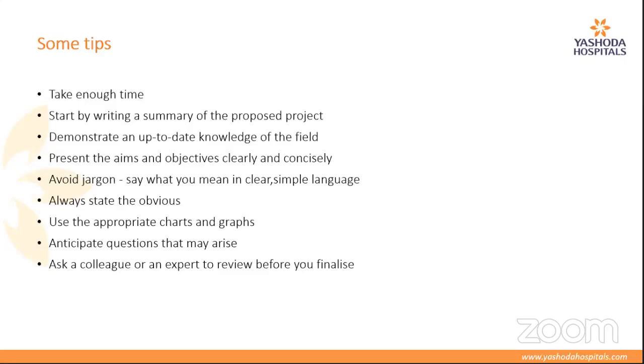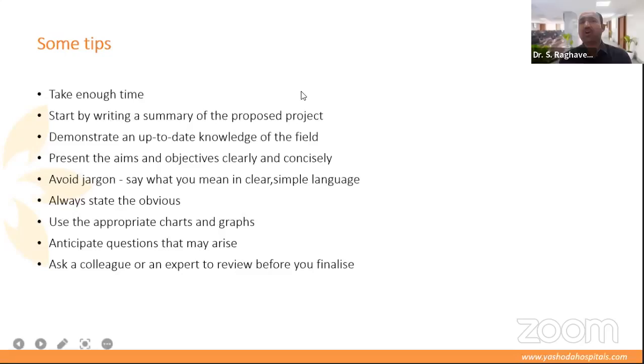Start by writing a summary of the proposed project. Demonstrate and update knowledge of the field. What are the gaps in the knowledge? How to fill these gaps? How to go ahead with the research activity? And then present the aims and objectives clearly and concisely, especially the primary objective and the secondary objectives that make the research activity clear and on time.